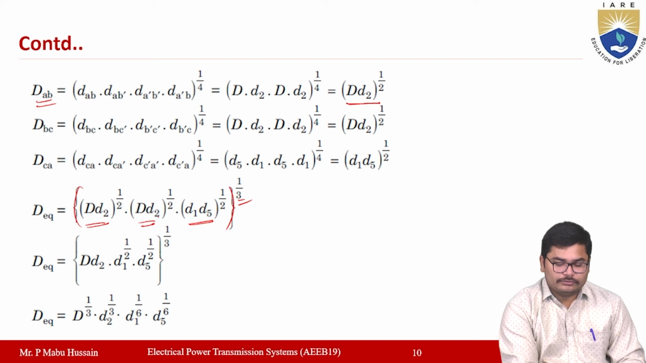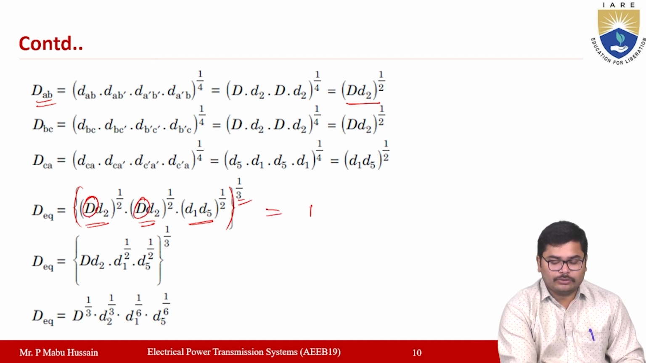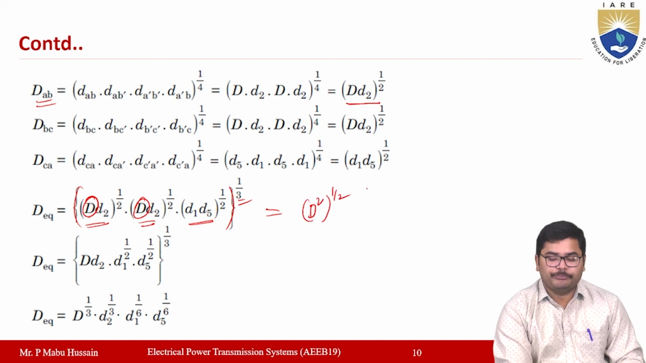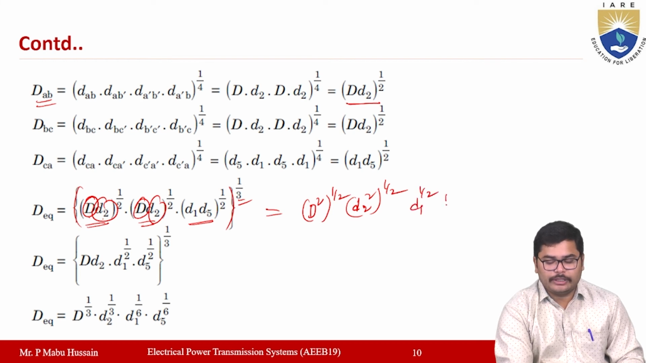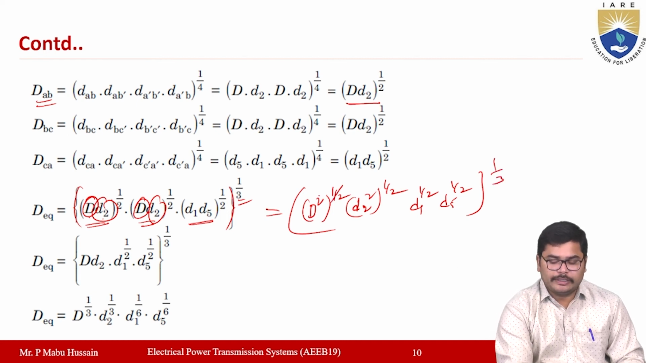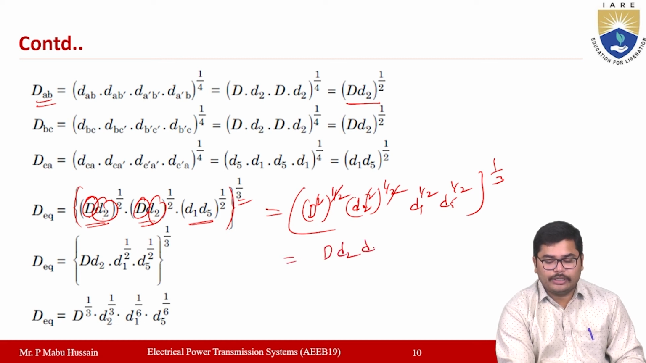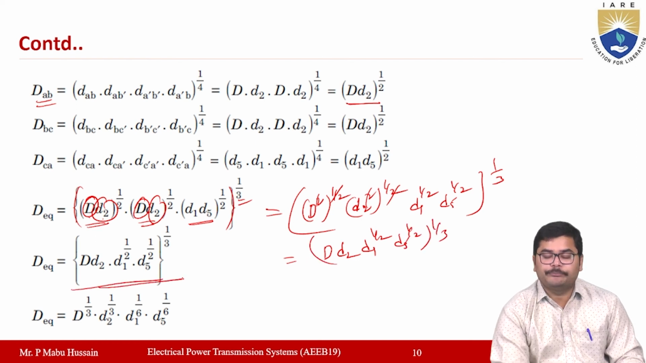So now if you observe, D, D. Here you have D, here you have D. So D square whole to the power of 1 by 2. Then D2, here you have, here you have. So D2 square whole to the power of 1 by 2. Then D1 whole to the power of 1 by 2, D5 whole to the power of 1 by 2, whole to the power of 1 by 3 you will get. Here the 2 will get cancelled, here also the 2 will get cancelled. So this value will be written as (D into D2 into D1 whole to the power of 1 by 2, D5 whole to the power of 1 by 2) whole to the power of 1 by 3. So this equation you will get.